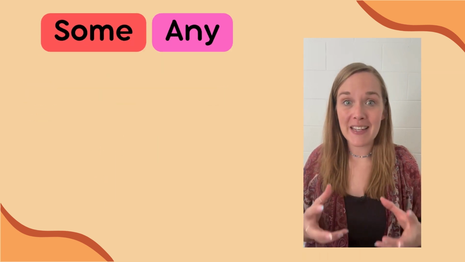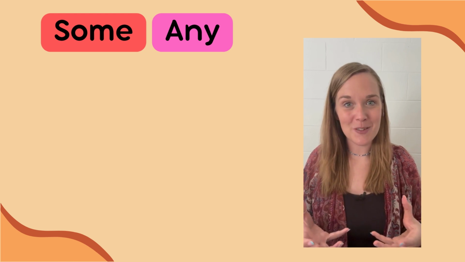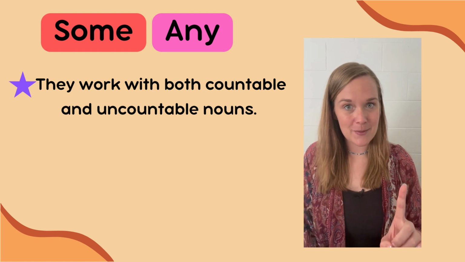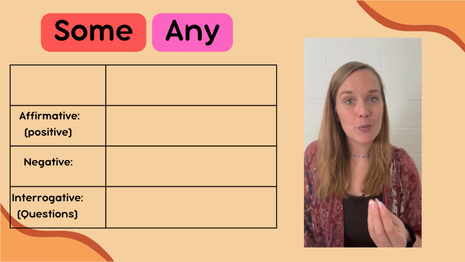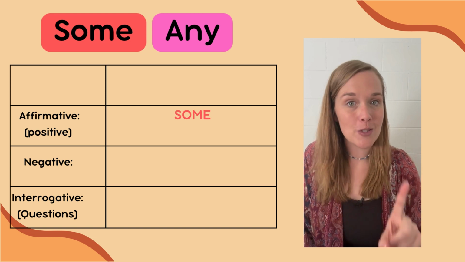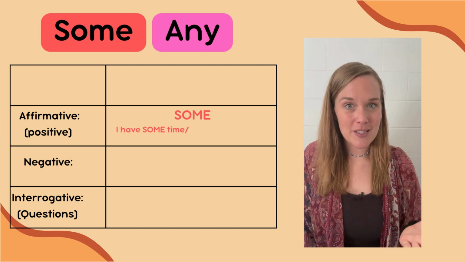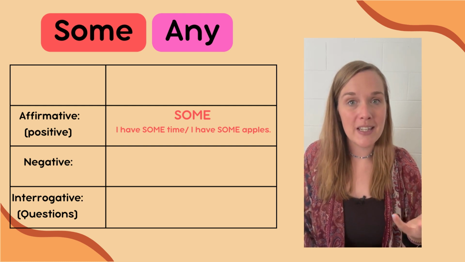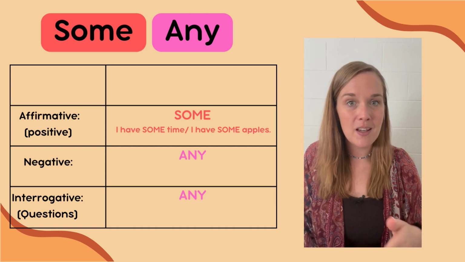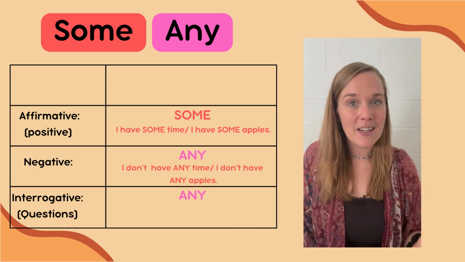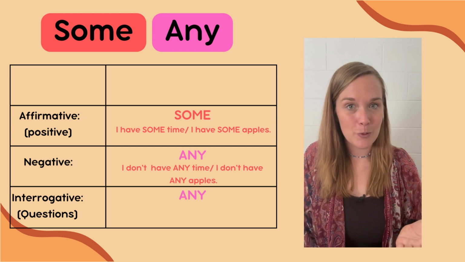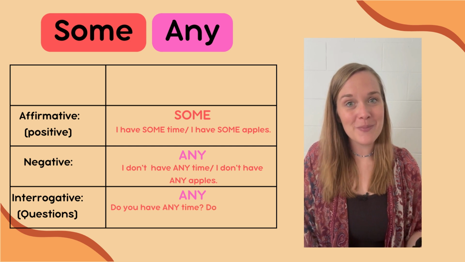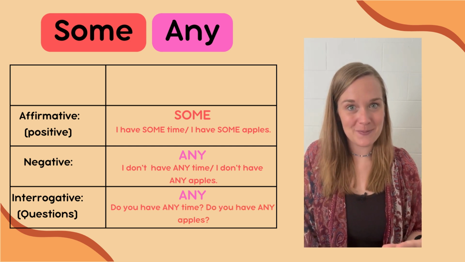Some and any are fairly nice because both countable and uncountable nouns work with some and any. The general rule is some goes with affirmative sentences, so the positive sentences. I have some time, I have some apples. Any works with the negatives and the questions. I don't have any time, I don't have any apples. And with the questions, do you have any time? Do you have any apples?